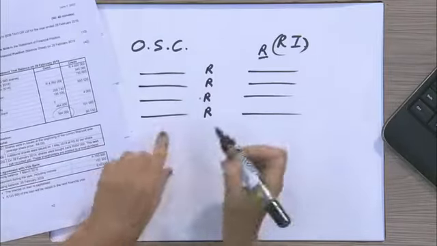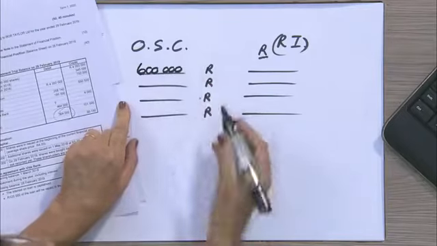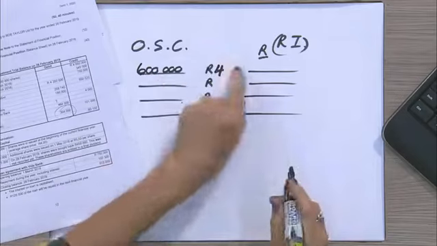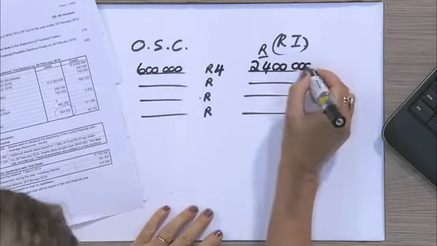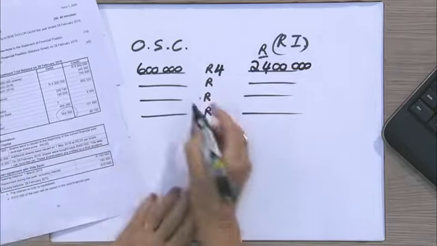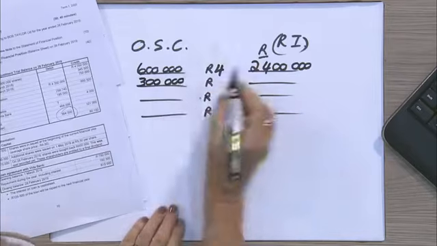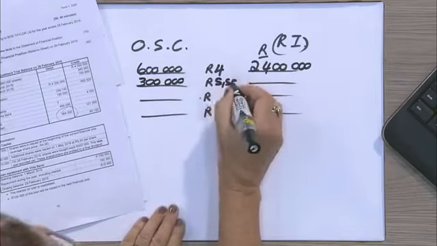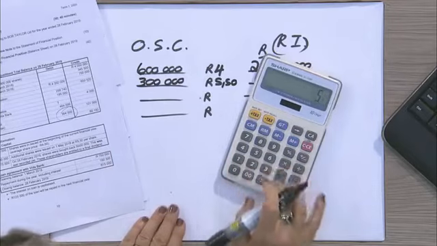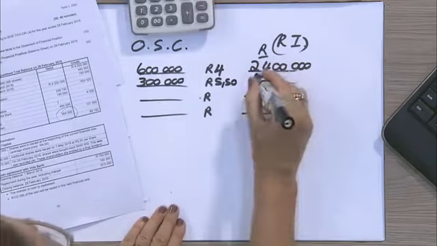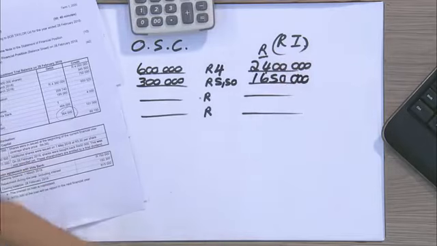We say there were 600,000 shares issued at the beginning. They give us the 4. Multiply. That gives me 2.4 million rand. Next they say additional shares, 300,000 additional shares issued at 5.50 rand. Multiply. I get 1,650,000 rand.